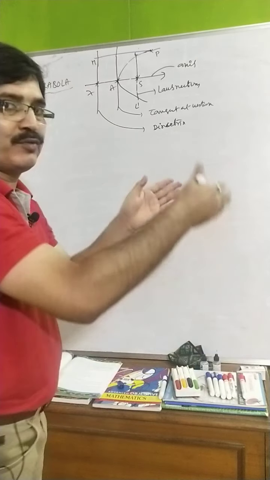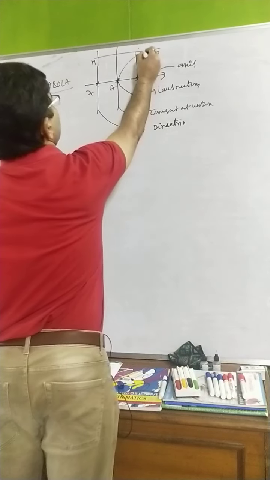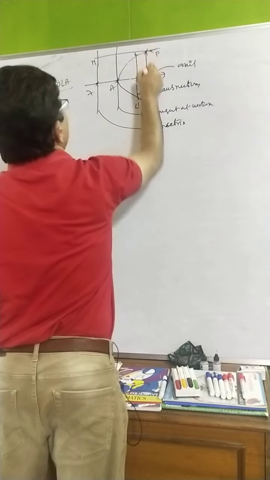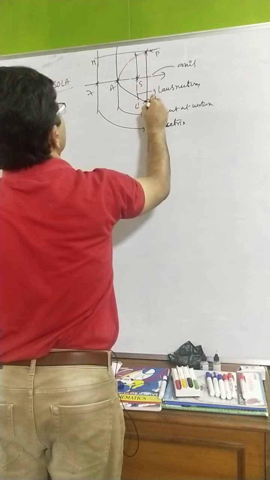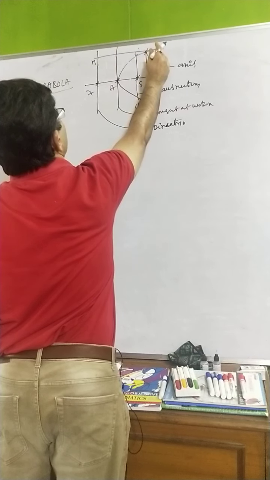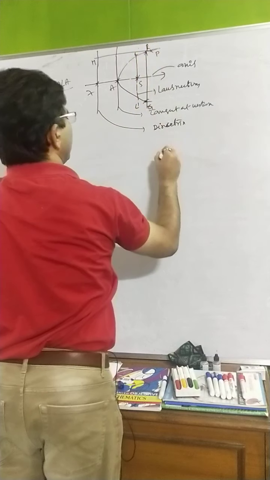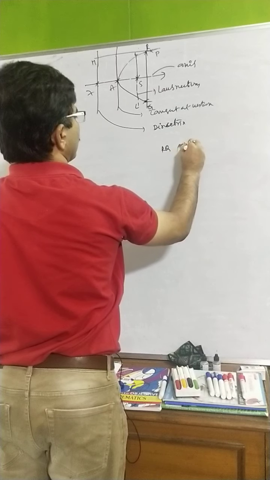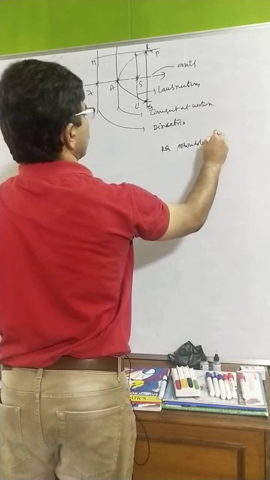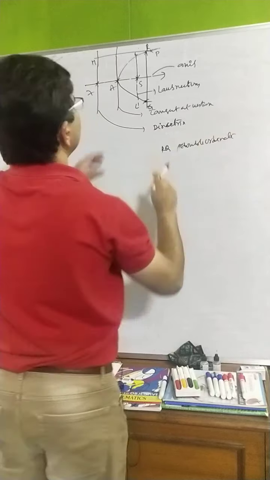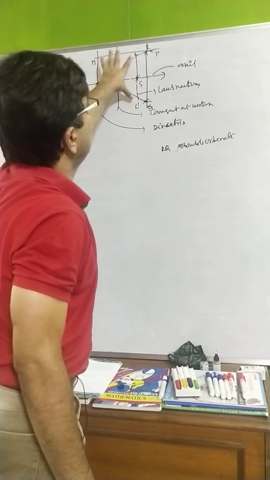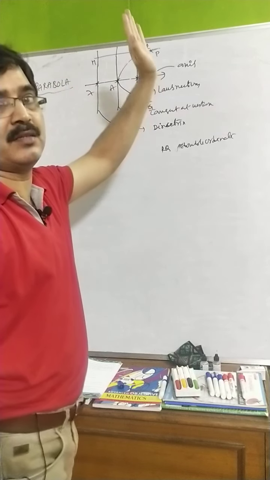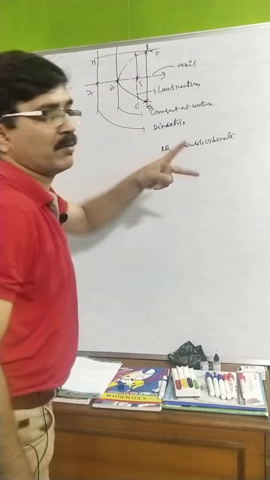And one more point: if you draw any line perpendicular to the axis and it cuts the parabola in 2 points, say Q and R, then RQ is what? Double ordinate. We have given a name here, double ordinate. That means latus rectum is also one of the double ordinates. Double ordinate means a line perpendicular to the axis that cuts the parabola in 2 points.